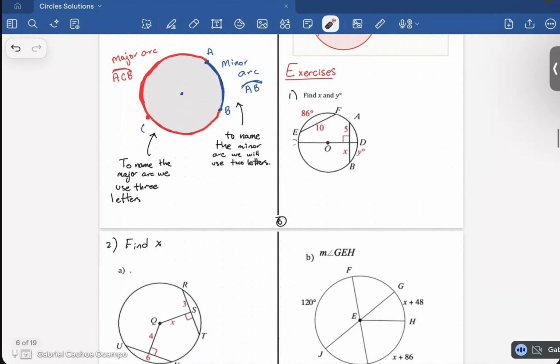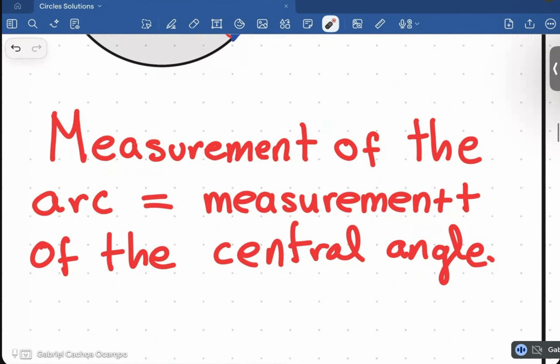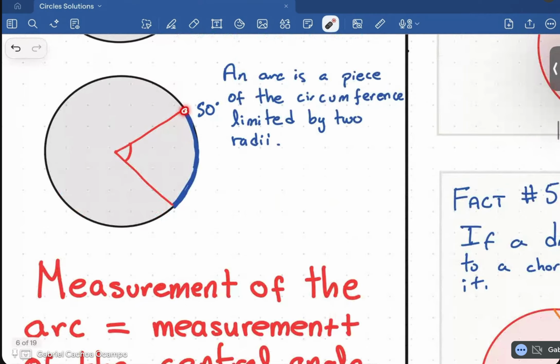I mean, this is an important, gigantic highlight that I put in here. The measurement of the arc is the same as the measurement of the central angle, no? I mean, an arc is made out of two points, and those two points have a couple of radii, and that angle is the measure of the arc. Okay.